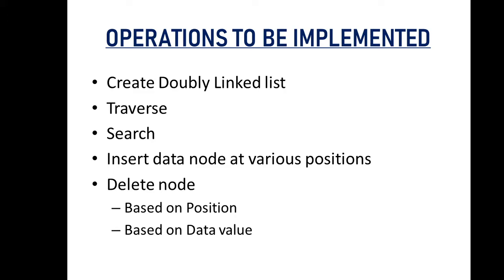So first of all, we will create a doubly linked list having a certain number of nodes. Then we will do a traverse function, or you can say operation. Then we'll do a search based on a value. Then we can see about inserting a new node at various positions. Then we'll be seeing deleting a node from the doubly linked list, again from various positions.